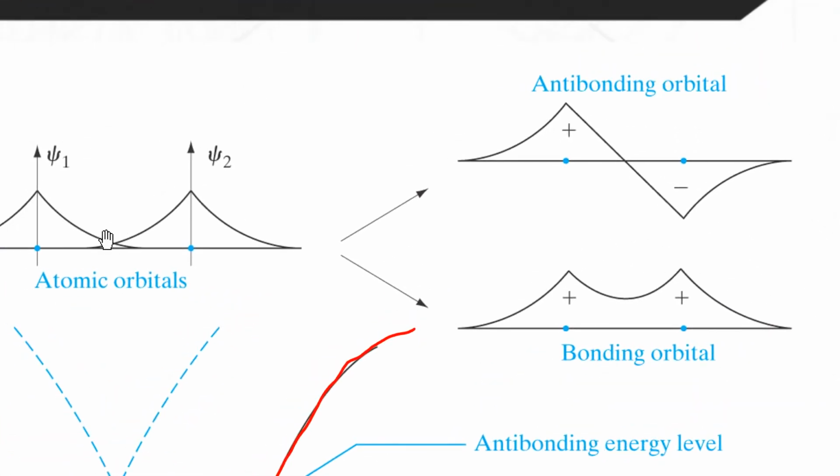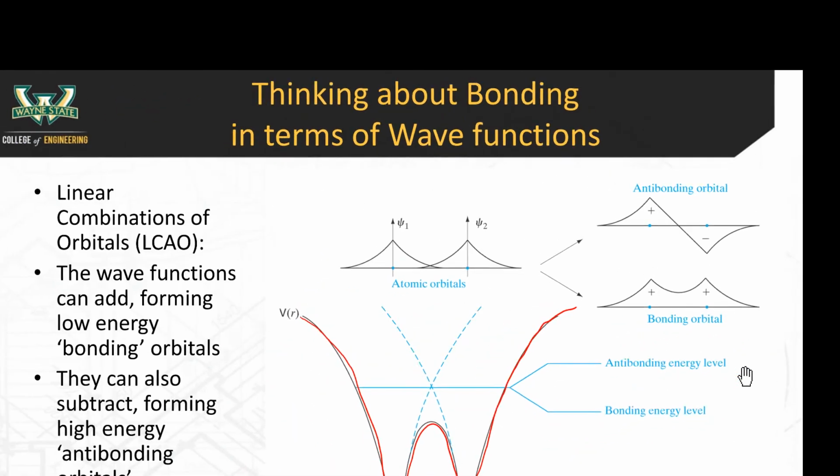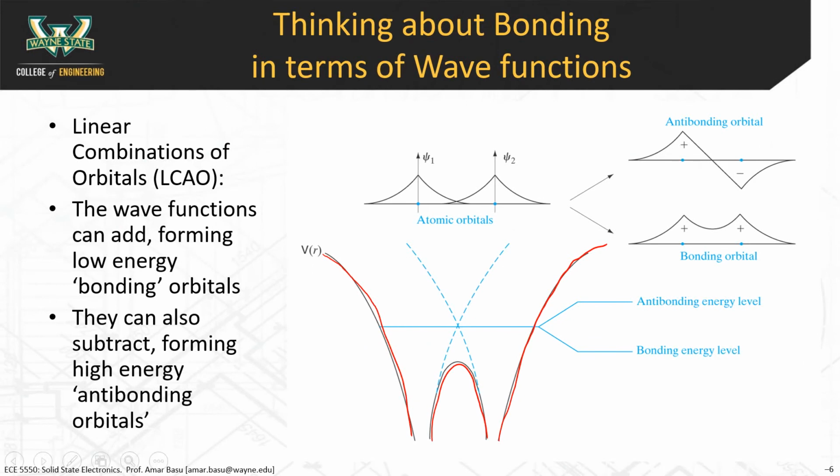And if these two functions, psi1 and psi2, subtract from one another, then you get a function that looks like this. And this is called an anti-bonding orbital. And that does not contribute to the stability of the bond. This is the orbital that contributes to the stability of the bond. So notice that the bonding orbital has a lower energy state, and the anti-bonding one has a higher energy state. So this also talks about energy band splitting when you bring the two atoms close together. Just different ways of thinking about it.